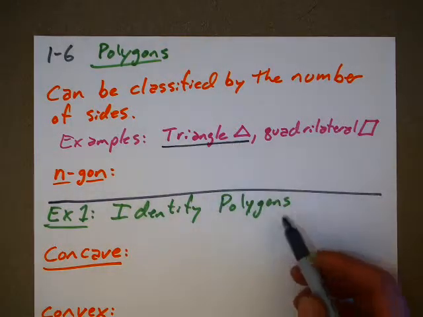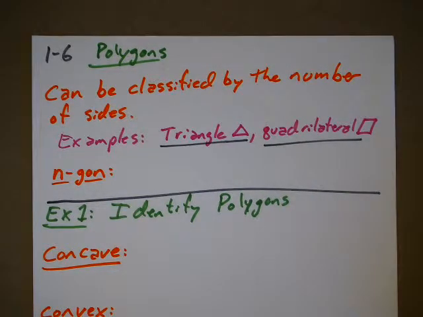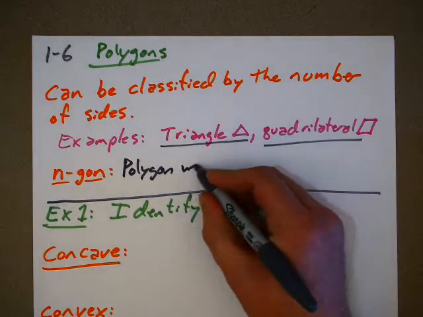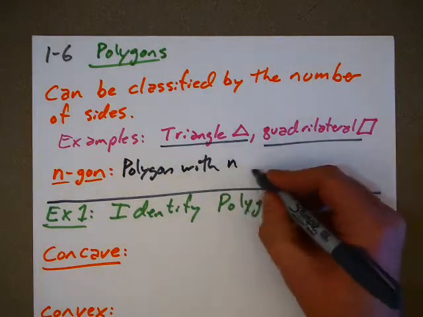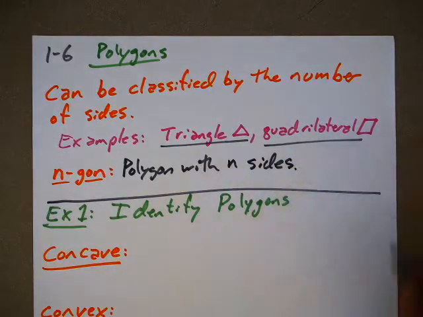You know that a triangle has 3 sides, a quadrilateral has 4 sides, a pentagon has 5 sides, so on and so forth. And we can even talk about numbers of sides that we don't know. If the number of sides is a variable, that's referred to as an n-gon. So an n-gon is a polygon with n sides. That's just one of the ways to talk about a polygon having a variable number of sides.